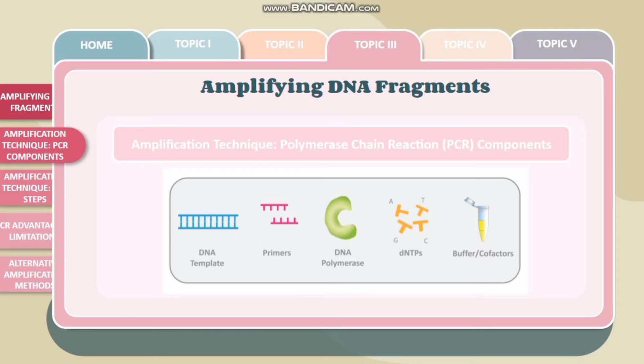And for the cofactors and buffer, magnesium or Mg2+ is an important cofactor for DNA polymerase. Magnesium assists phosphodiester bond formation and is required for successful PCR amplification. Buffer solution provides a suitable chemical environment for optimum activity and stability of the DNA polymerase.